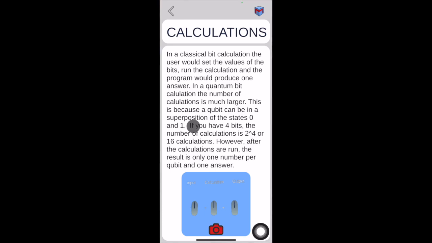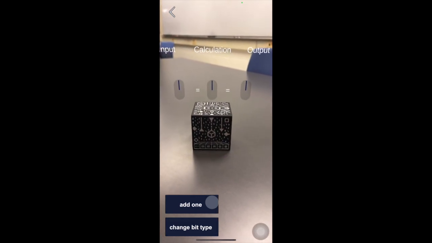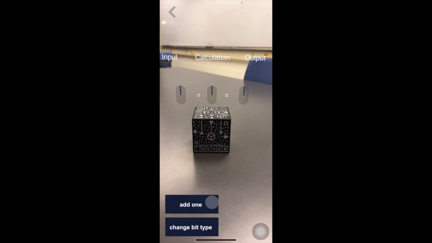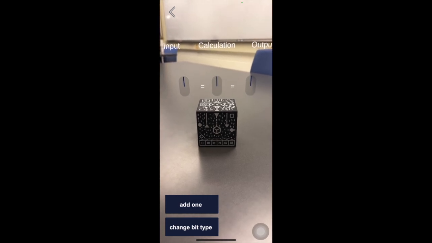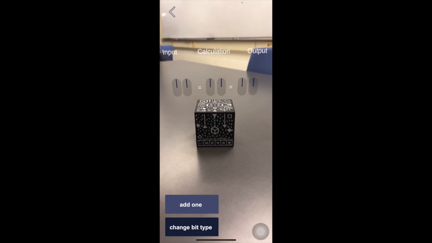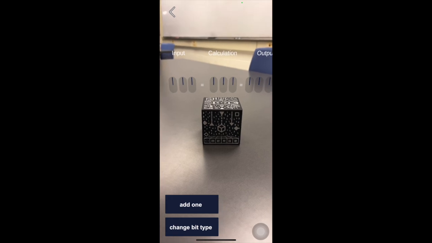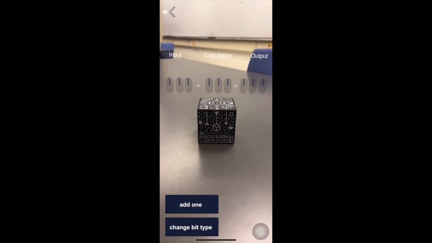Calculations. So this gives a little more information, talks about how they're different, how the calculations are different. If we start out here, we can see that our initial input, calculation, and output are representing bits. So if we add one, meaning add a bit, add a second bit, and add a third bit, we see that the input is 3 bits, our calculation is 3 bits, and our output is 3 bits.